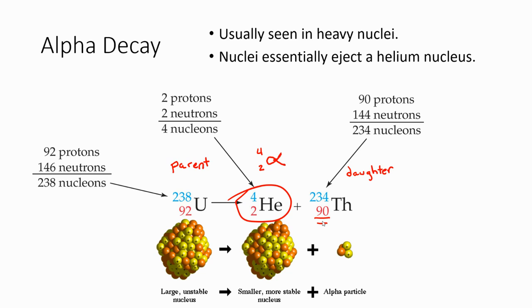Let's do one as practice. Let's say I have the element polonium. Polonium comes in many different isotopes, but it has 84 protons always, and we're going to go with the isotope of polonium 210. And this is going to serve as our parent isotope. And we want to think about what happens during the process of alpha decay for polonium 210.